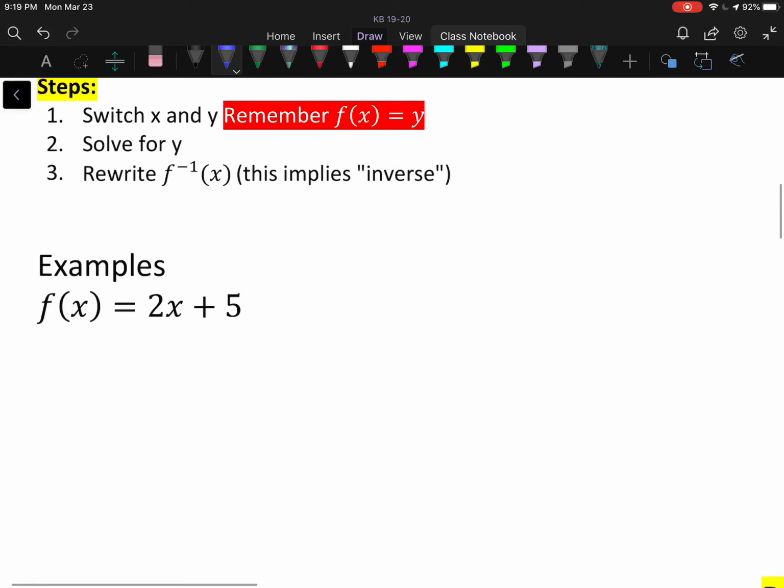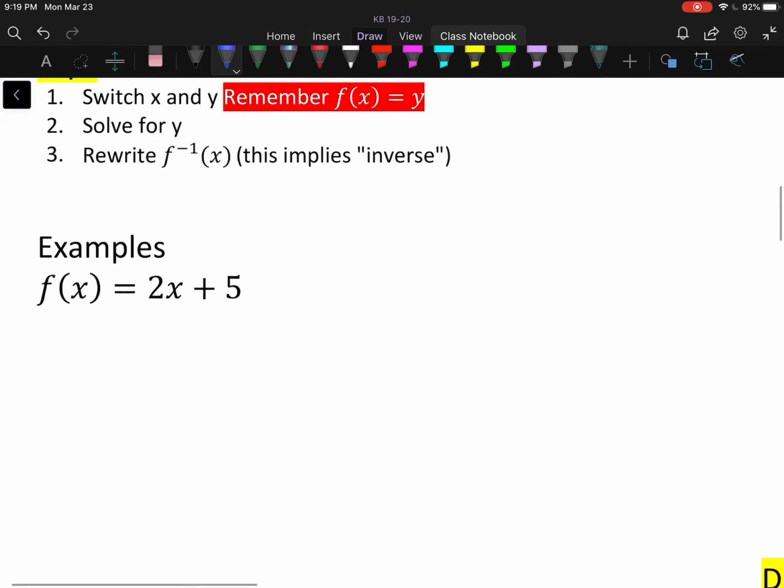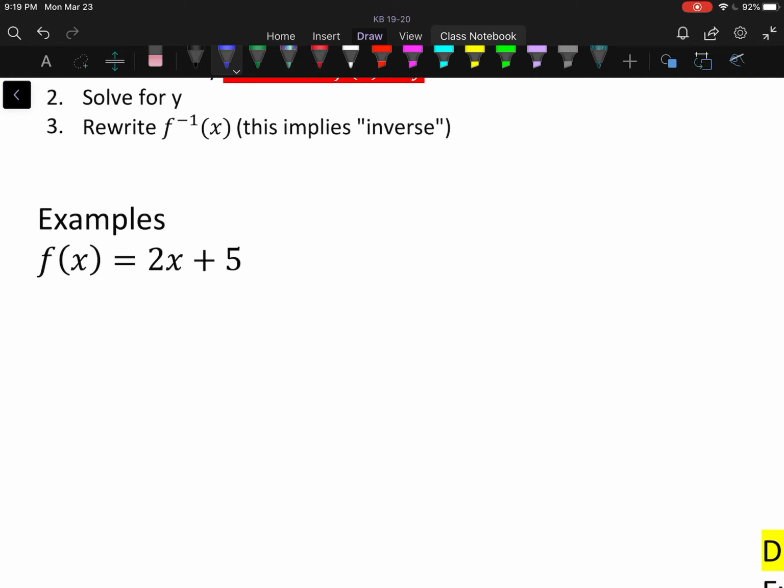So like in this very first problem, we see that it has f of x. We can just rewrite that as y equals 2x plus 5. So step 1 of this process would be to switch x and y. So if I switch x and y, we're going to get x equals 2y plus 5.